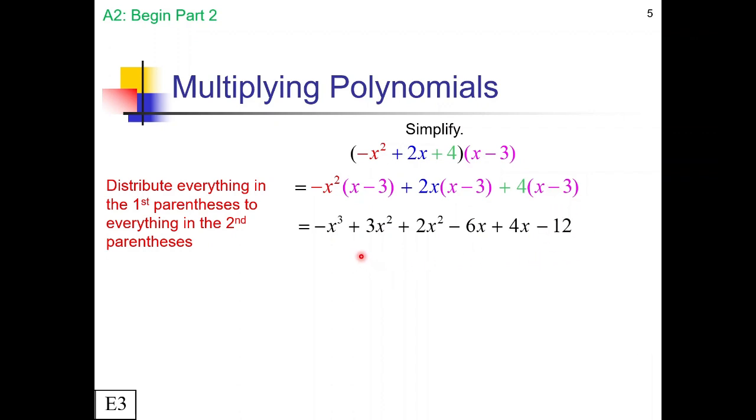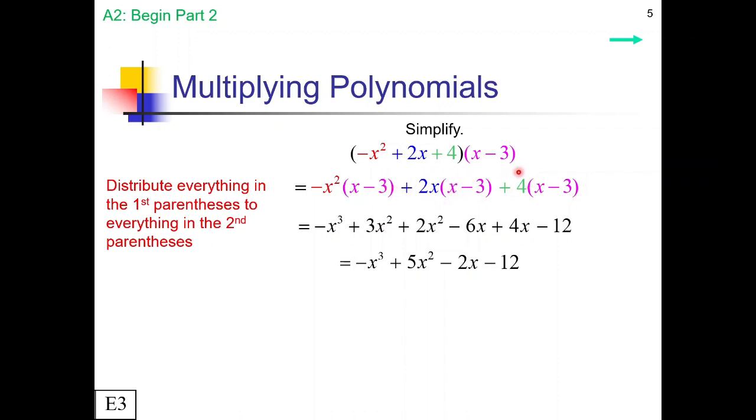Just combining like terms here, we have only one of these x cubed, so just rewrite that. And then we have a 3x squared and a 2x squared. That adds up to 5x squared. Negative 6x plus 4x is negative 2x, and then we have this negative 12 that's along for the ride. So this is kind of the long way of writing it all out, and you can certainly do this every time. You're not going to miss anything if you do it this way.